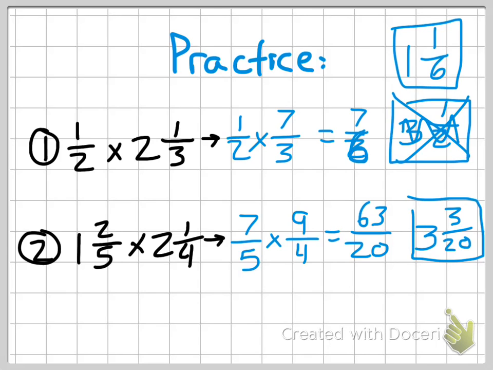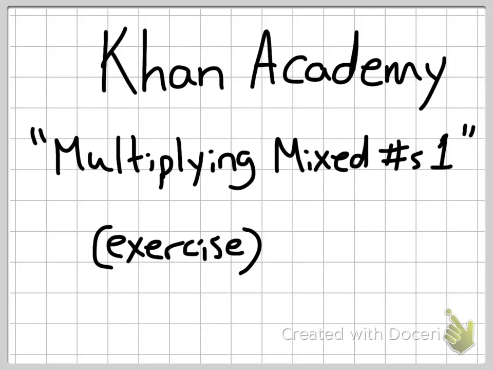All right, now that you are done with those, you are going to go online. You're going to not use the app if you're using your iPad. You're going to go to the online resource, Khan Academy, and find Multiplying Mixed Numbers 1, the exercise. Go ahead and go there now. Try and get 5 in a row correct. Good luck. If you're struggling still, rewatch the video.